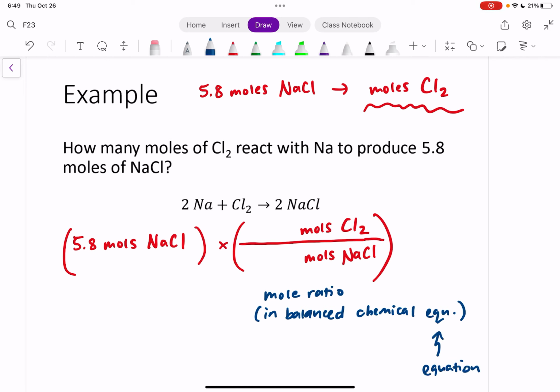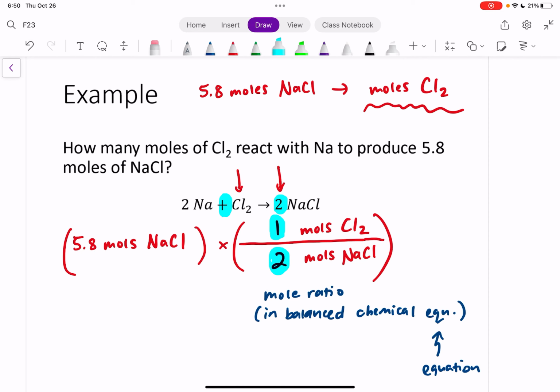What is the molar ratio between these two things? What goes on top? Yeah, 1 mole of Cl2, right? I get that from the coefficient here. It's an imaginary one. We don't see it, but it's there. And then what goes on the bottom? Yeah, 2 moles of NaCl from this coefficient here. Let me color code that actually. That's the ratio these things react in.